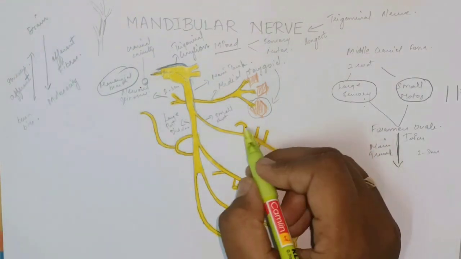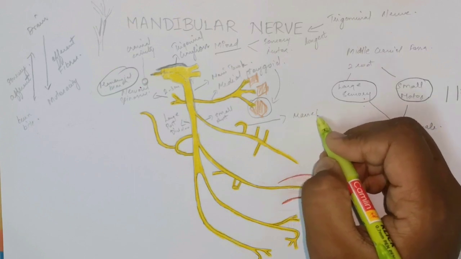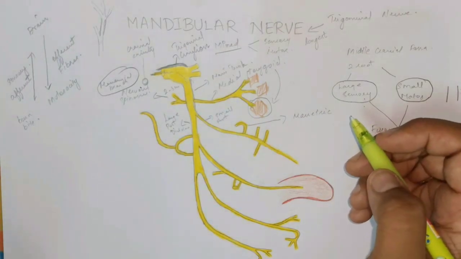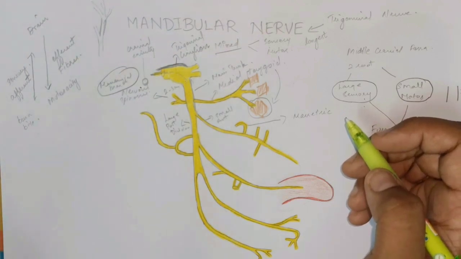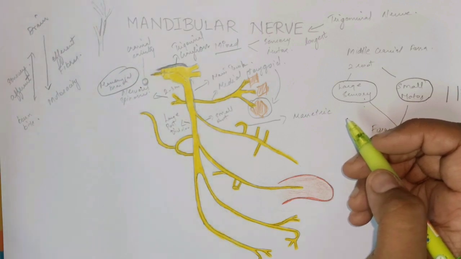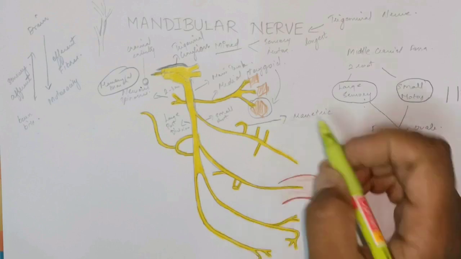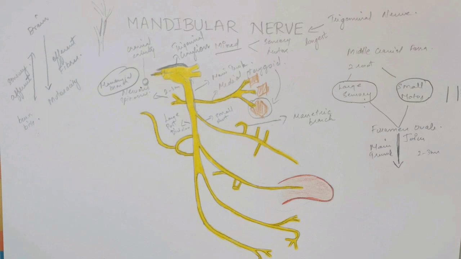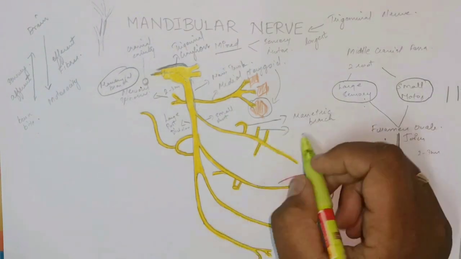In that, the first branch is called the masseteric branch. This masseteric branch will supply the masseter muscle, which is the strongest muscle, which helps in the masticatory process. You have that muscle near your ear area, the biggest muscle which helps in the masticatory process.